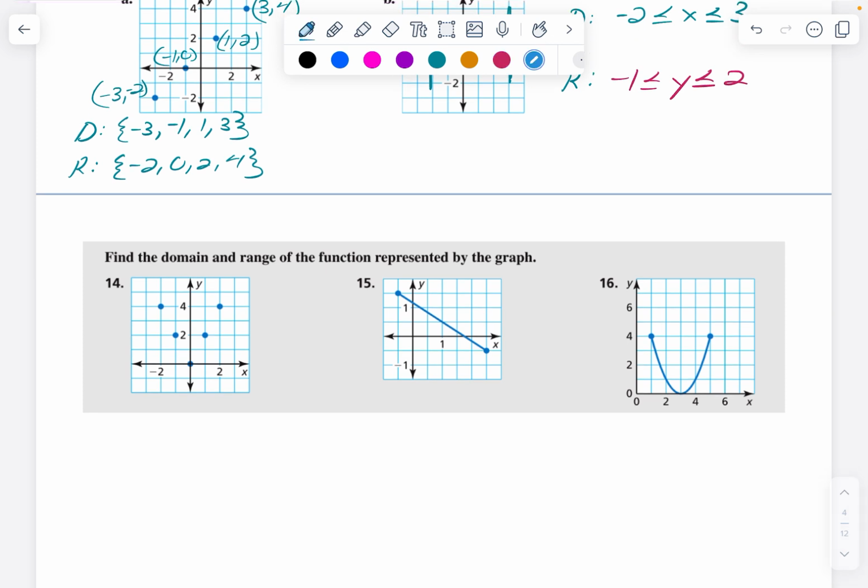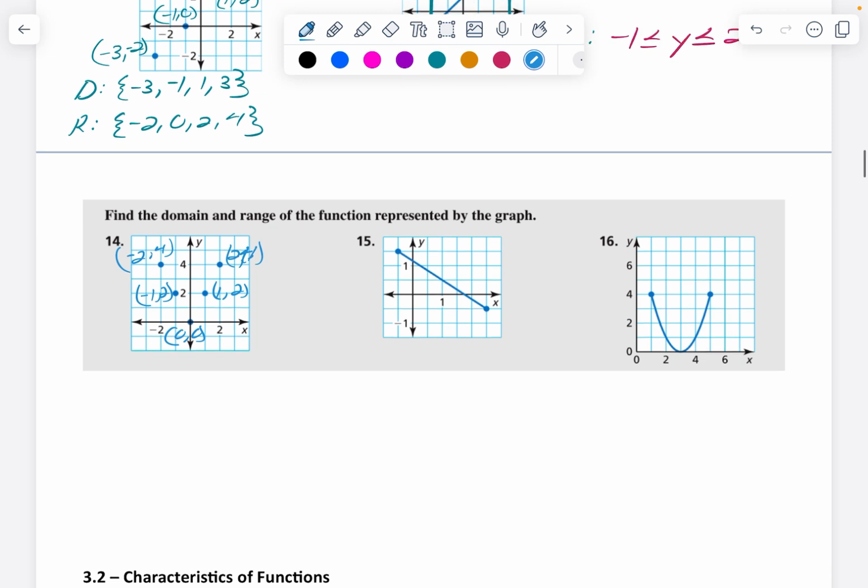All right, these last few examples. Here we have ordered pairs again. We have 0, 0, 1, 2, -1, 2, -2, 4, and 2, 4. So my domain, all my x values are -2, -1, 0, 1, and 2. All my y values are 0, 2, and 4.